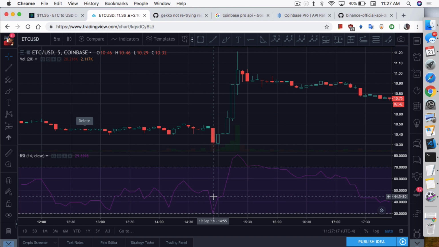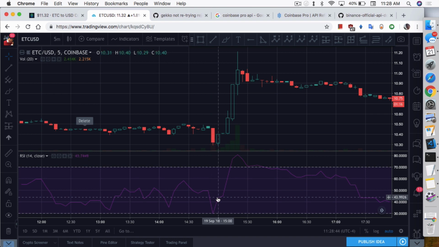So right here, on September 19 at 14:55, it hit that point where it went below 30. So basically what Gekko should do is buy over here. On a backtest basis, once Gekko sees this candle where the RSI actually went below 30, based on your strategy, whatever strategy you have, the criteria to buy has been met, and it will buy on the next candle. That's basically what Gekko does.